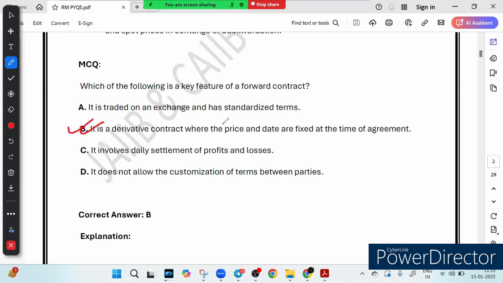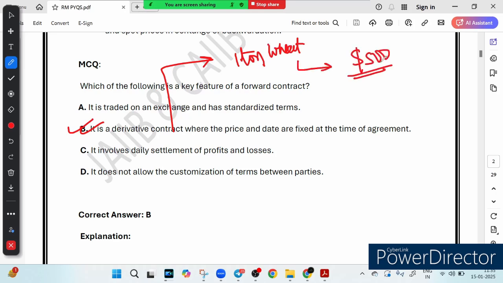A forward contract is a derivative where two parties agree on a fixed price for an underlying asset and the settlement happens on a specific future date. Let me give you an example. Imagine that you agree today to buy 1 ton of wheat at $500, with delivery scheduled 6 months from now. Both the price and date are fixed at the time of agreement. You freeze the price and the date. This makes a forward contract predictable and useful for hedging against price fluctuation, right?